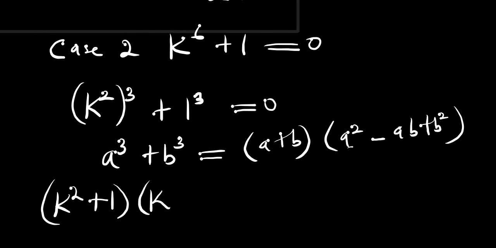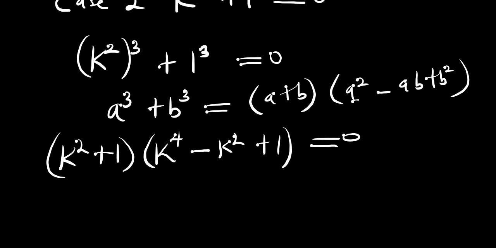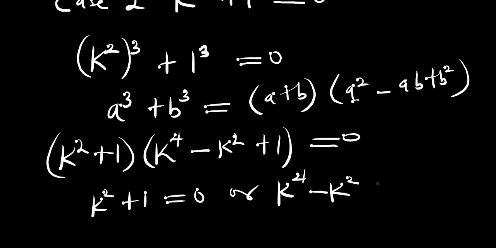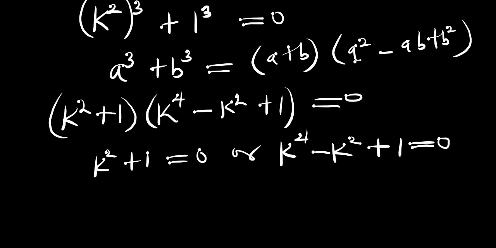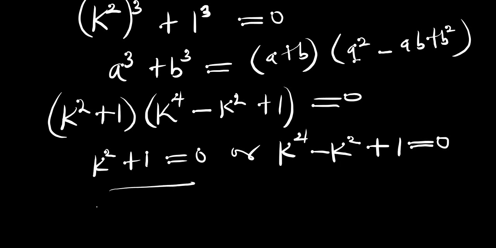If you have k squared raised to the power of 2, you are going to have k power 4, minus k power 2, then plus 1, and this equals 0. Now let's go ahead and solve this. That means we are going to have k power 2 plus 1 equals 0, or k power 4 minus k power 2 plus 1 equals 0. Now let's consider this one here. We are going to have k power 2 equals negative 1.